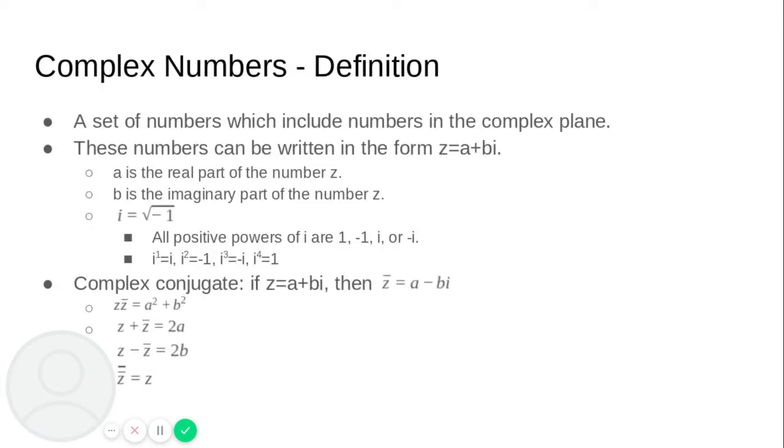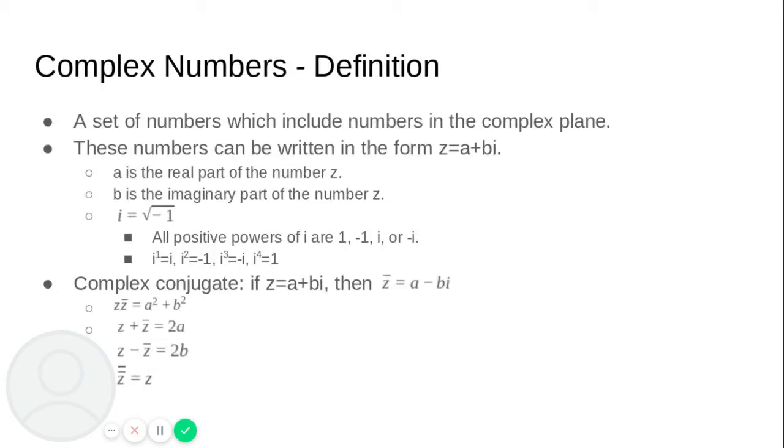So all positive powers of i are 1, -1, i, or -i. We can see that below, and you can write that out too if you want. i to the 1 is just i, obviously. i squared is -1 because you take the square root away. i to the 3 is -i because that would be equal to -1 times i. And i to the 4 is simply 1, which would be equal to -1 times -1. You can work that out yourself if you want to see it in more detail.